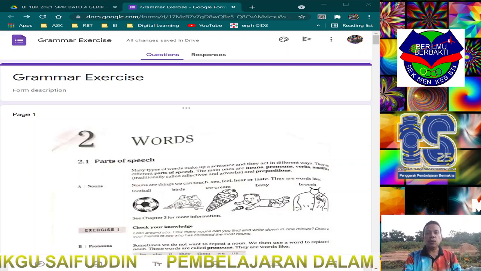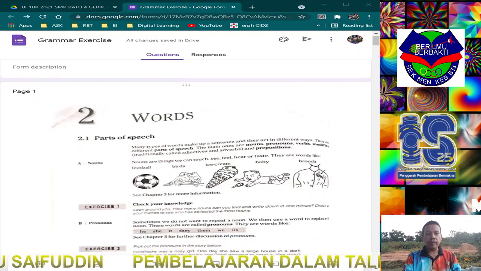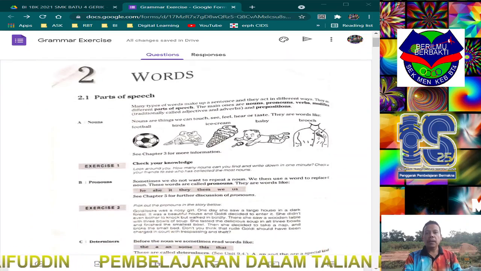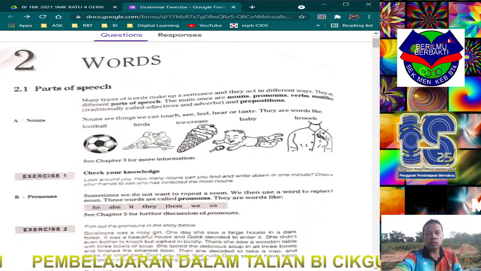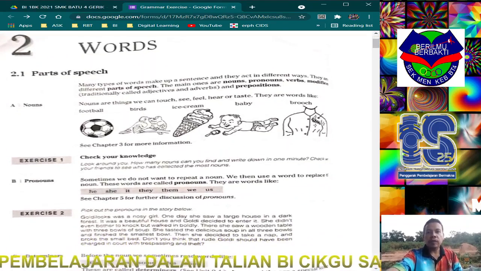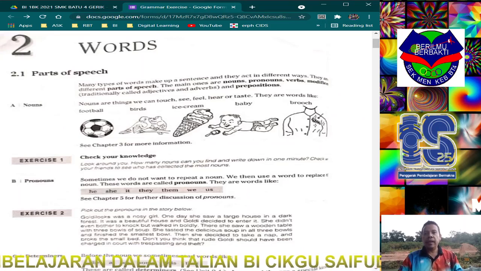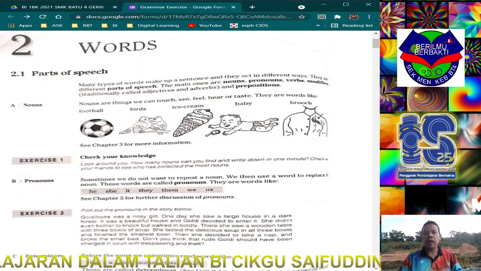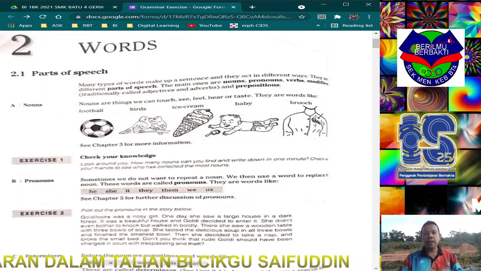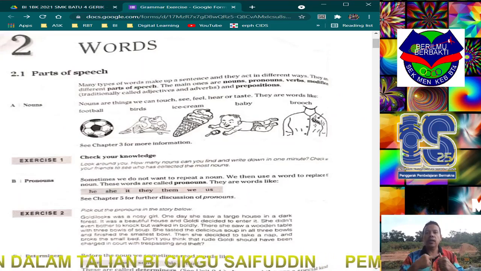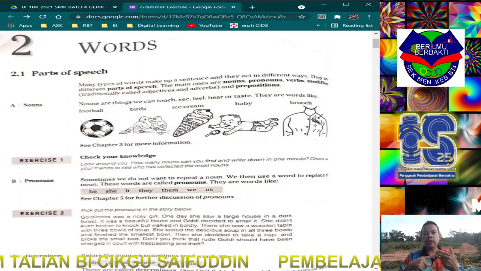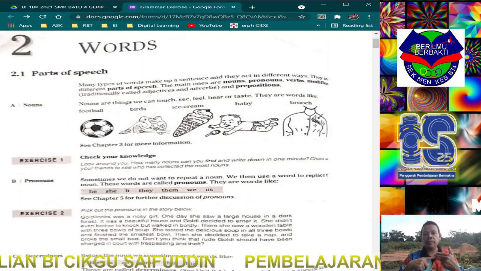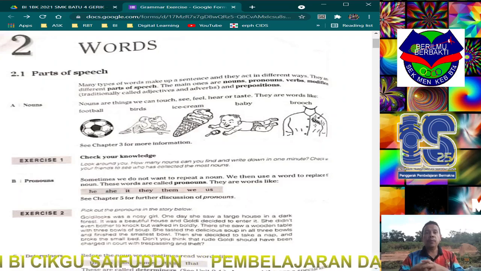So we start with page 1. It's about words. 2.1 part of speech. What is words? Many types of words make up a sentence, and they act in different ways. They are different parts of speech. The main ones are nouns, pronouns, verbs, modifiers, traditionally called adjectives and adverbs, and prepositions.